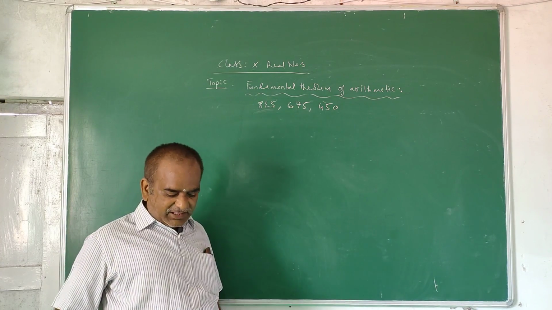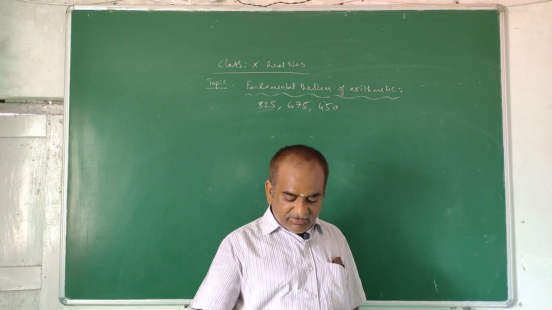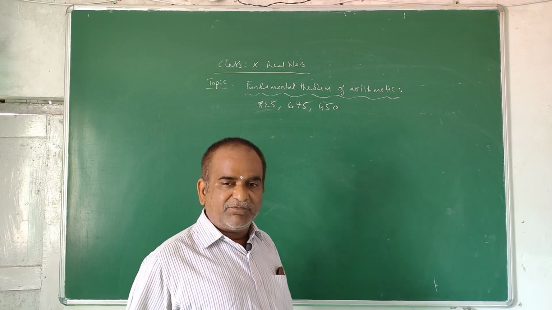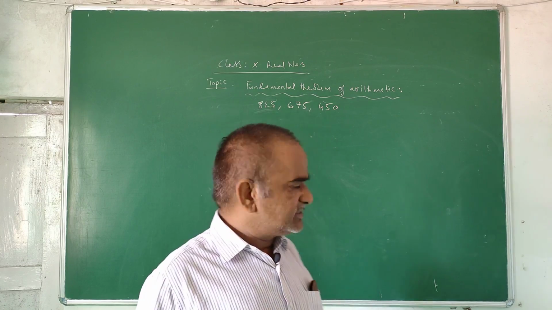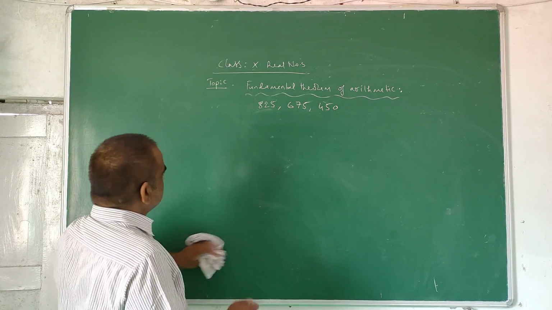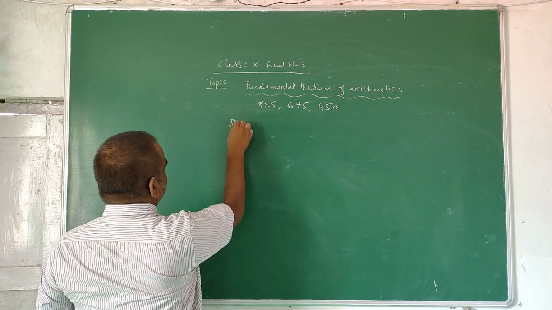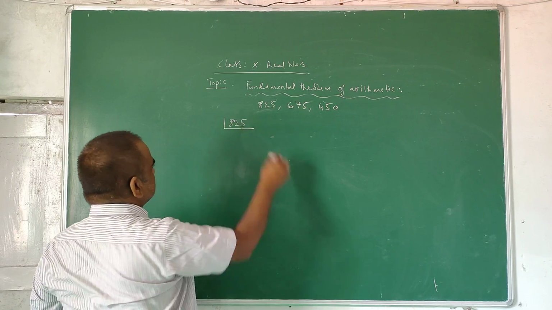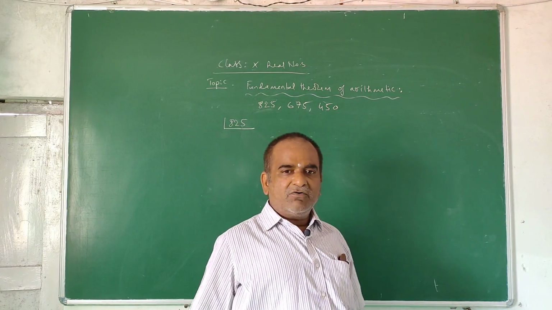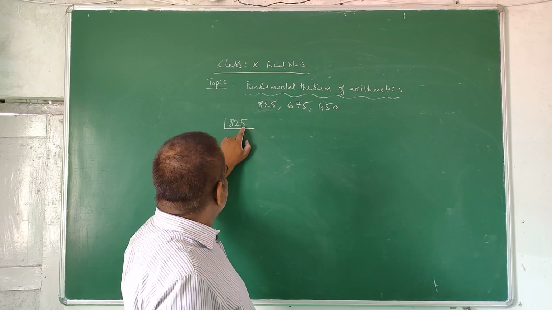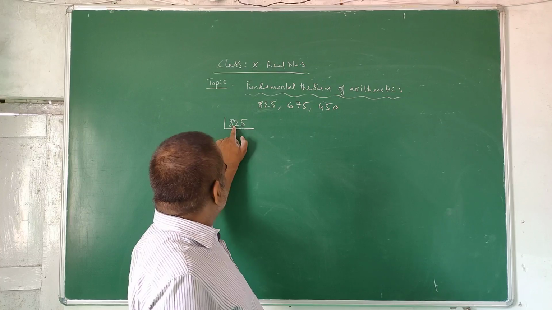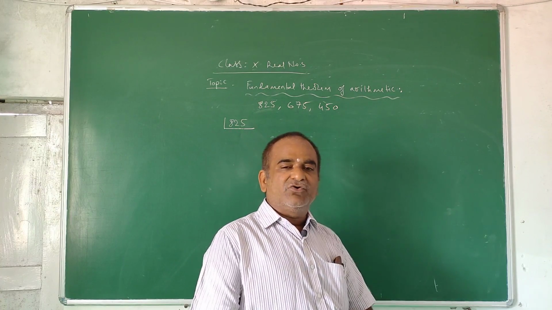So procedure is same, but the only thing is we are taking 3 numbers. Now first and foremost, these 3 numbers are to be prime factorized. So first 825. Now it won't go with 2. Let us see whether it goes with 3. 5 plus 2, 7. 7 plus 8, 15. So it goes with 3.